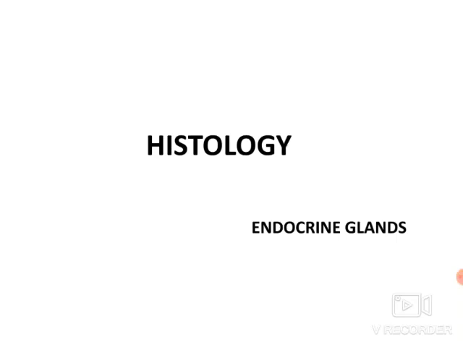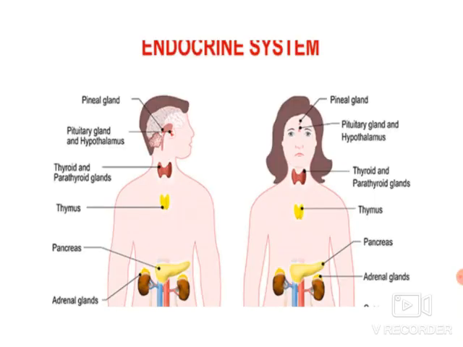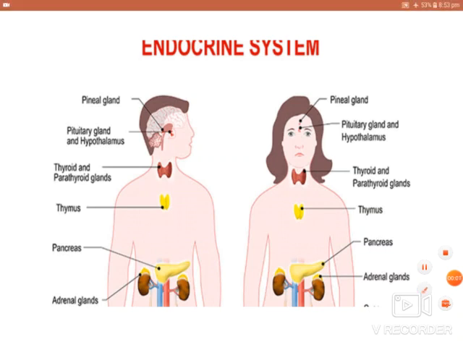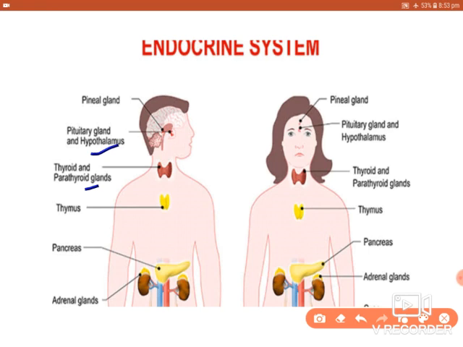Everyone, here I'll discuss the histology of endocrine glands. Endocrine glands secrete their secretions, the hormones, directly into the blood, so they're also called ductless glands. Here I'm going to talk about the thyroid and parathyroid glands, then the pancreas, adrenal, and this one, the pituitary or the hypophysis cerebri.